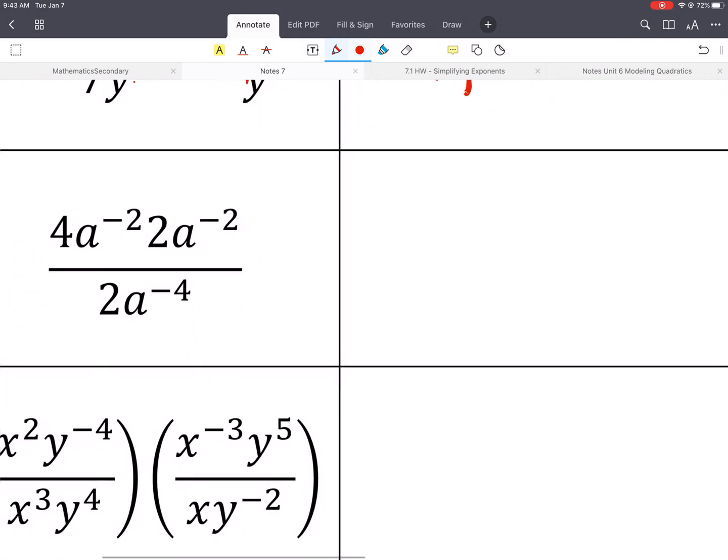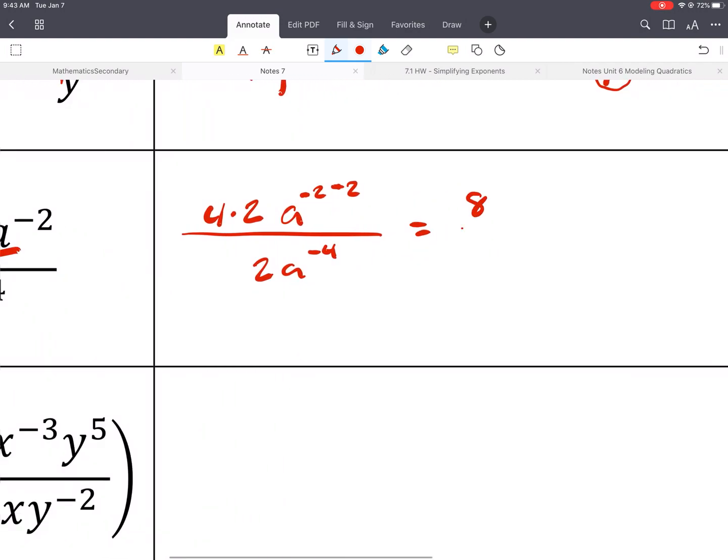All right, so here, let's do another one, okay? So we have our constants, we could bring those out. So 4 times 2, we have a to the negative 2, and then we have another a to the negative 2, so we would add another negative 2, and then we'd have 2 over a to the negative 4.